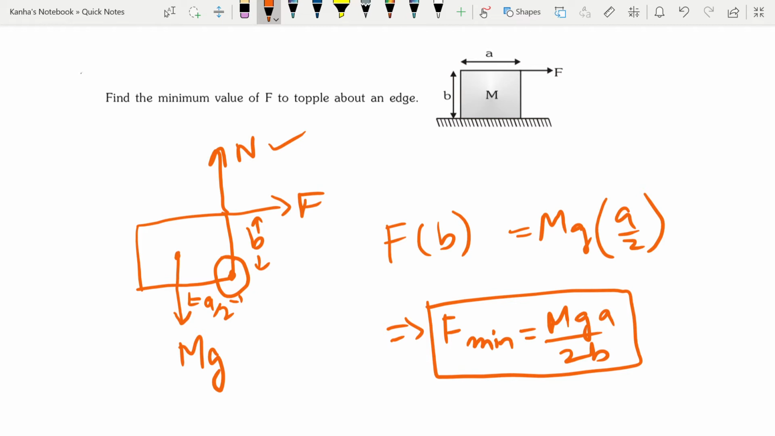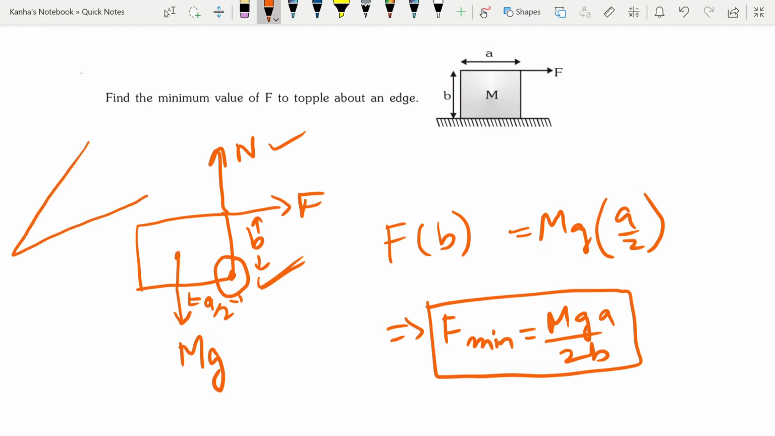Why did I not include N in the normal reaction while calculating the torque? Because I chose my point O such that N is in line with O. So when I write the torque due to N, it turns out to be 0, because the angle between them is 0. So you should keep this in mind, and multiple questions have been asked before.